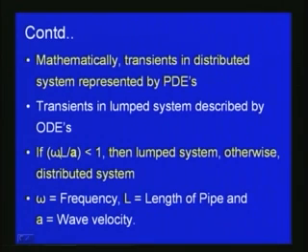So, if you find this relationship omega L by a, if it is less than 1, then the system is a lumped system, and if it is greater than or equal to 1, then we call it a distributed system. This classification we can have with respect to the frequency of the wave movement, and also the water hammer velocity or the wave velocity, and the length of the pipe.